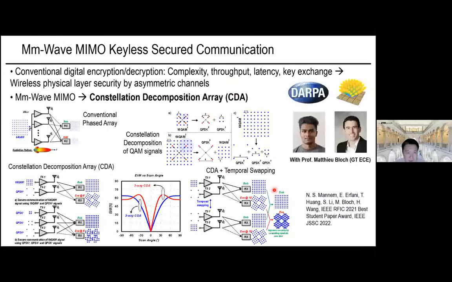Further, if we look at power amplifiers and, in the larger scope, transmitter designs, there are interesting applications for latency, security, and also high throughput. So we are also leveraging different types of transmitter MIMOs to achieve physical layer security. And just as one example of that, we published the work at RFIC 2021 and JSSC 2022, and that has been accepted and will be published online very soon.